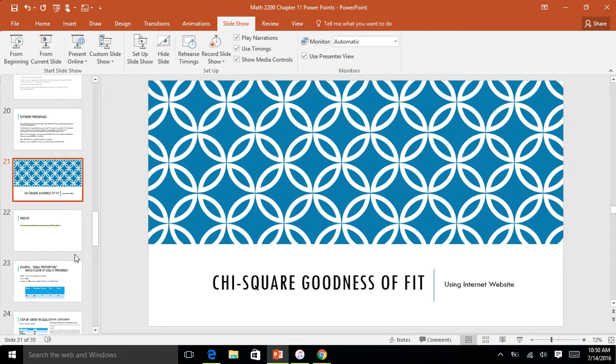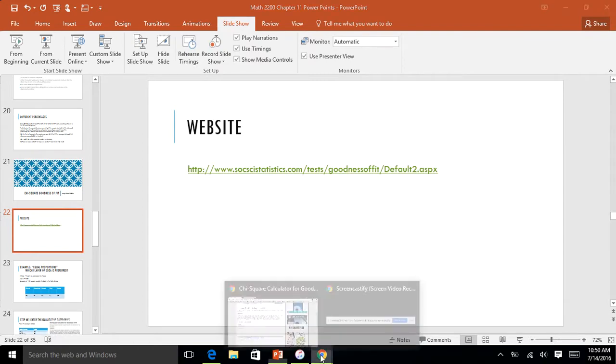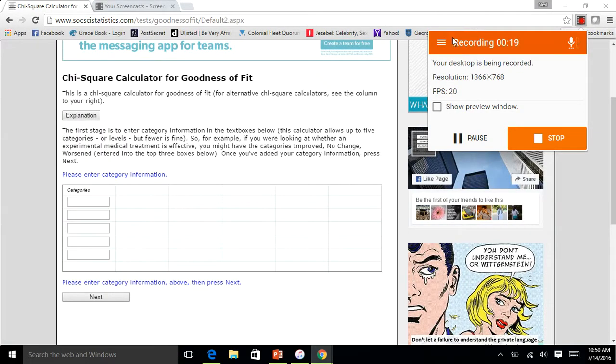Okay, let's keep going. So now I'm going to use the website to solve chi-squared problems. So if you go here, all I want you to do is when you open the PowerPoint, go ahead and copy and paste it. And I did this, and I apologize. This is going to be a little complicated because I'm going to have to be going back and forth. So ignore that recording button up in the corner.